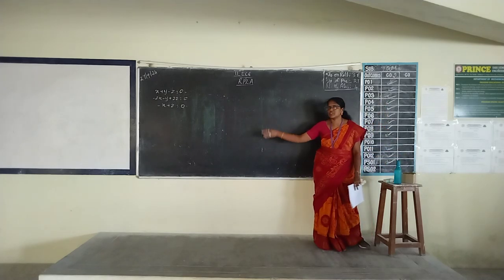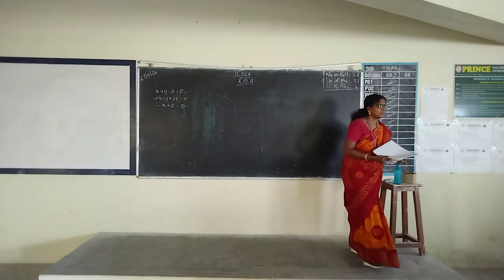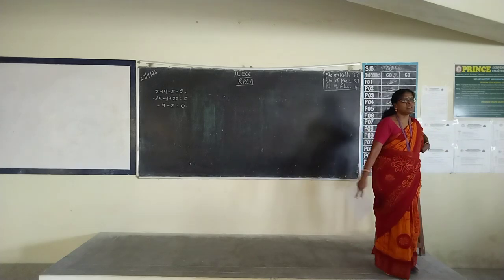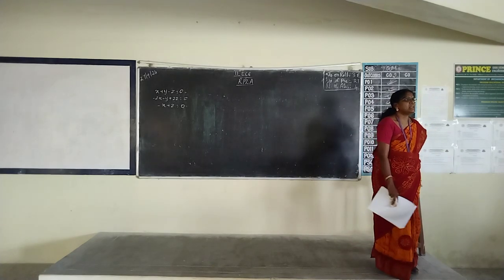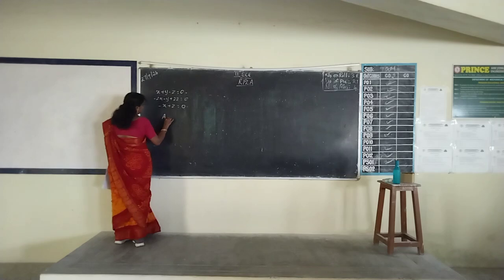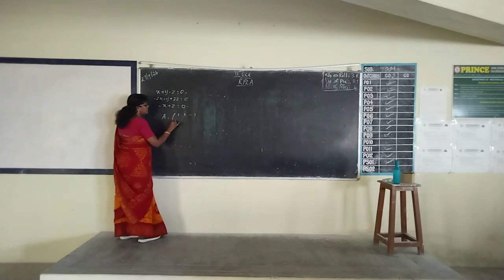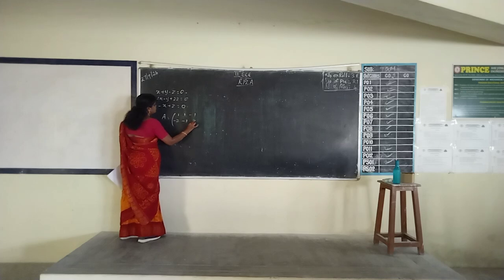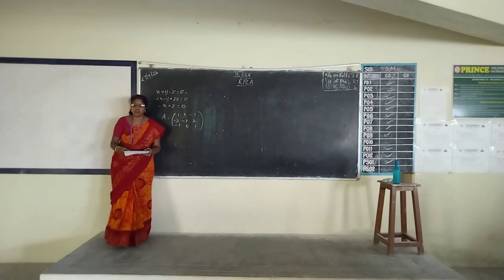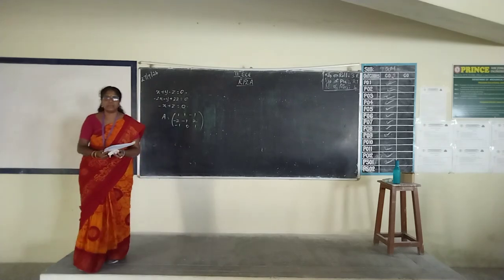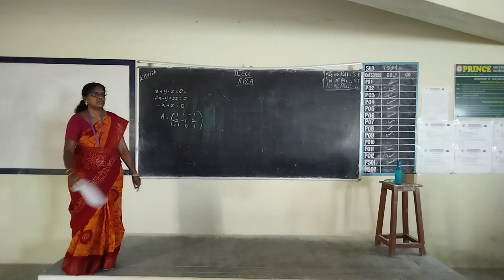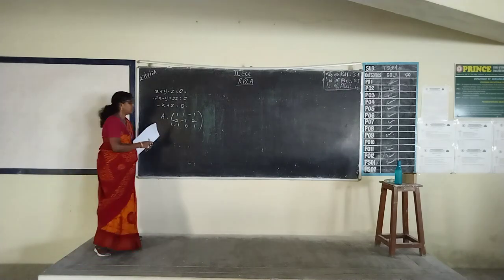Given: write the given equations. Then write the matrix A based on the given equations. What is the matrix A? 1, 1, minus 1; minus 2, minus 1, 2; minus 1, 0, 1. This is your corresponding coefficient matrix A. Identify the determinant of A.